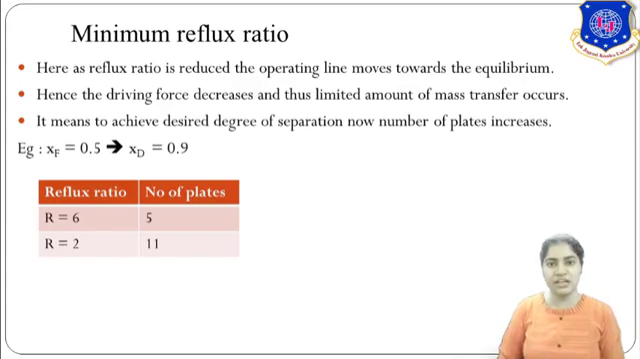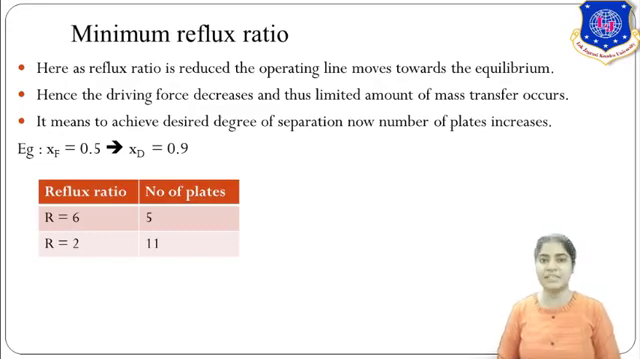At R equal to 6, that is your first reflux condition, the number of plates required is 5. Whereas if you reduce the reflux, you can see the number of plates has increased. So to enhance from 0.5 to 0.9, you can see how the value of reflux affects it. The number of plates increases if you decrease your reflux ratio.